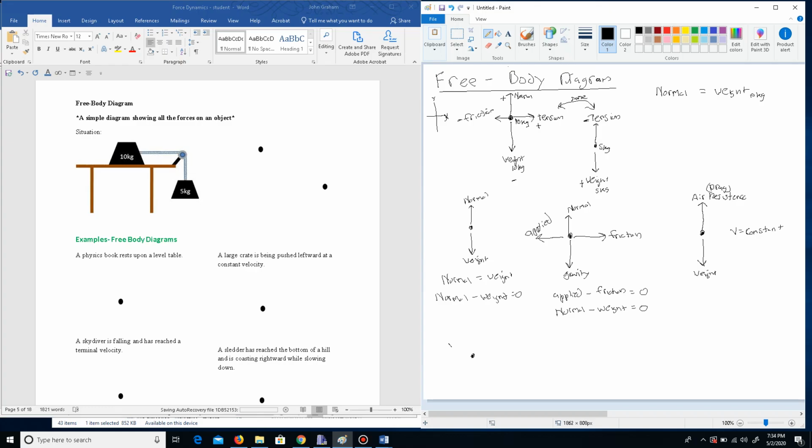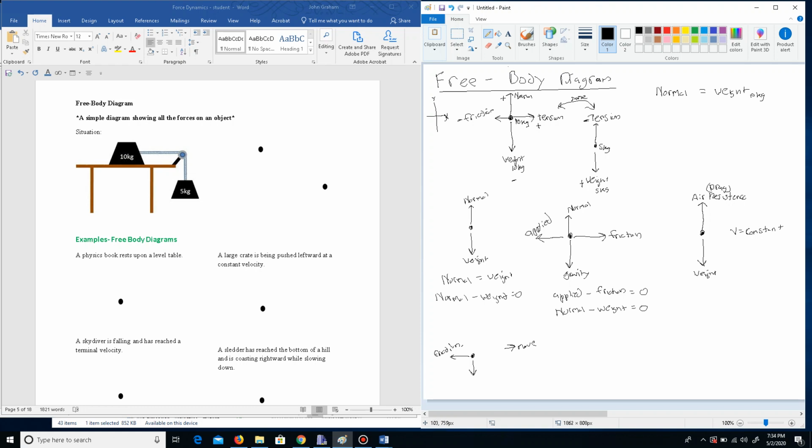So you're coasting rightward while slowing down, which means you're going to have some friction since you are slowing down. Otherwise, you're going to go straight and not slow down. You just keep going. So you have to have some friction with the snow. It may not be a lot, but there's going to be some. And you got nothing pulling you this way. That's why it's slowing down. You're moving this way, but your friction is going opposite.